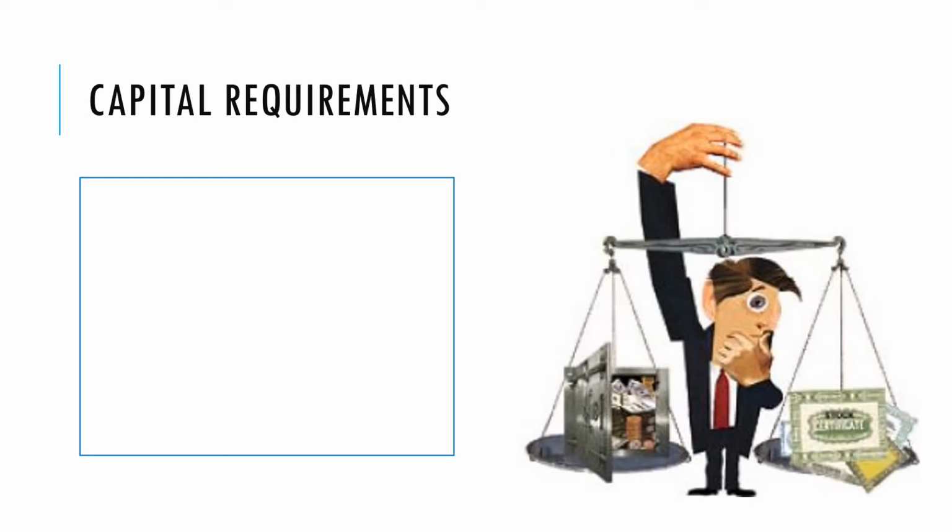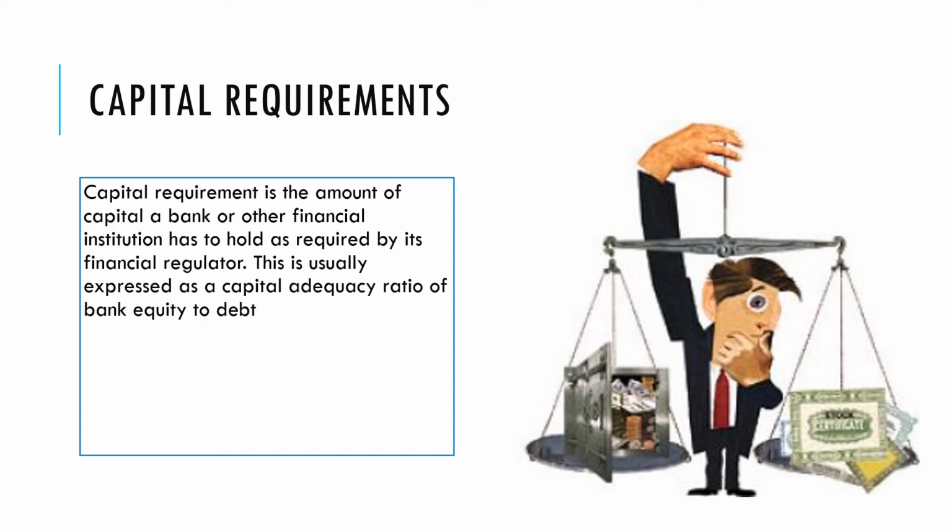Those requirements are called capital requirements, and these apply to the UK and also to some other countries. So the capital requirement is the amount of capital a bank or other financial institution has to hold as required by its financial regulator. So this can also be the money, not just depositors' money, but also the shareholders' capital within the bank itself. So the owners of the bank can also use their capital to meet this requirement. For example, UK banks must have equity, shareholders' funds within the business, equal to 8% of all the debts that they've loaned out or the debts that they hold.